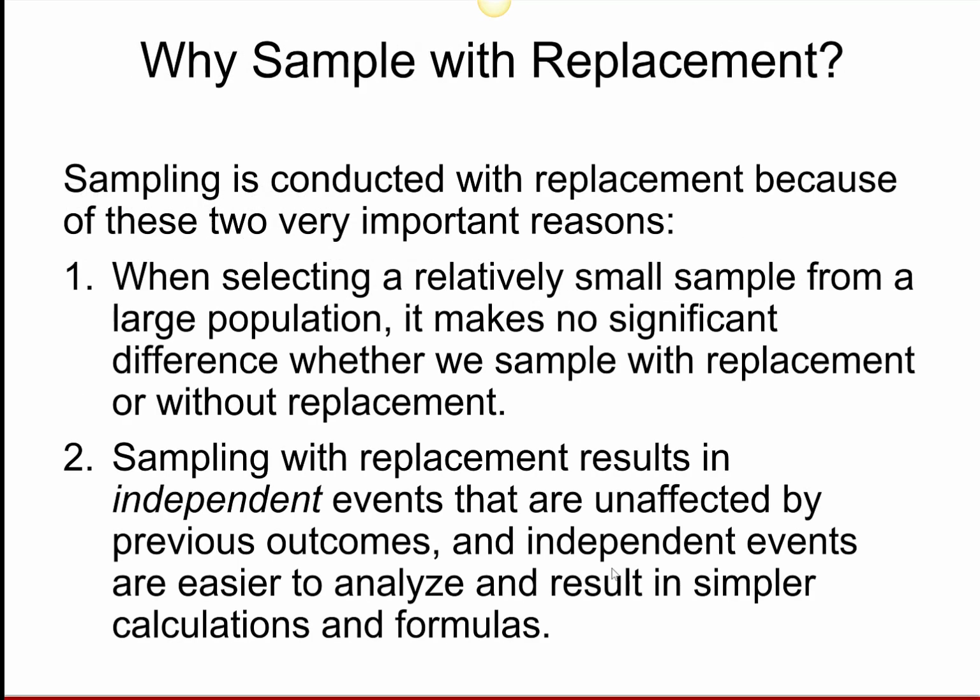So why do we sample with replacement? Two important reasons. When selecting a relatively small sample from a large population, it really makes no difference whether we sample with or without replacement. And sampling with replacement results in independent events that are unaffected by previous outcomes.